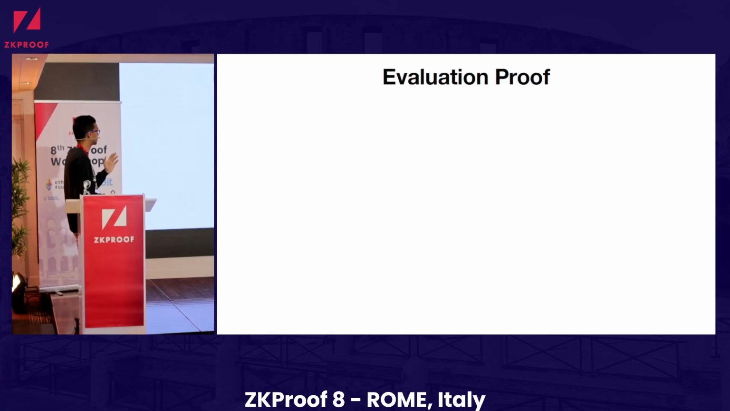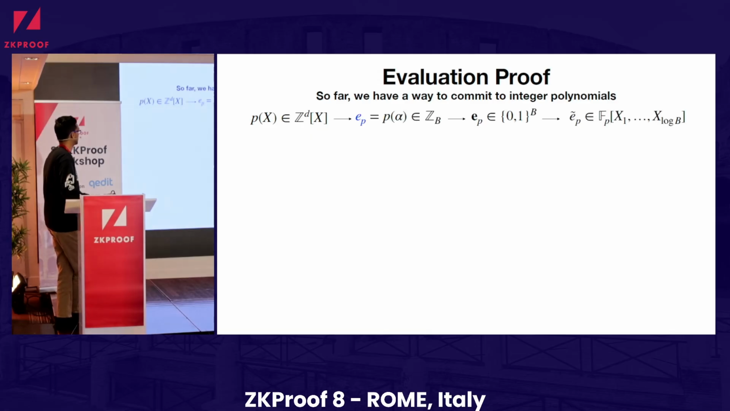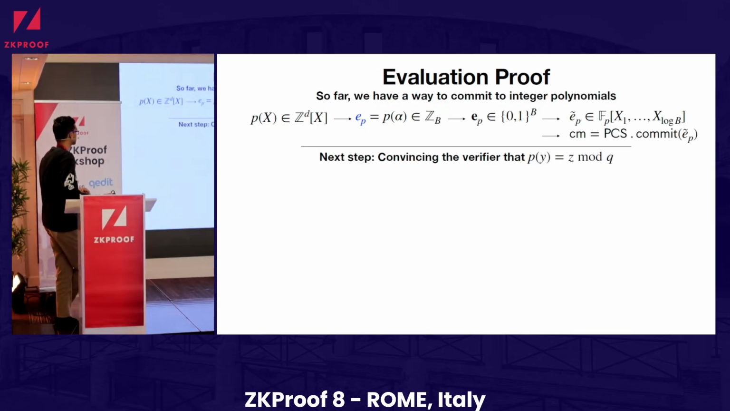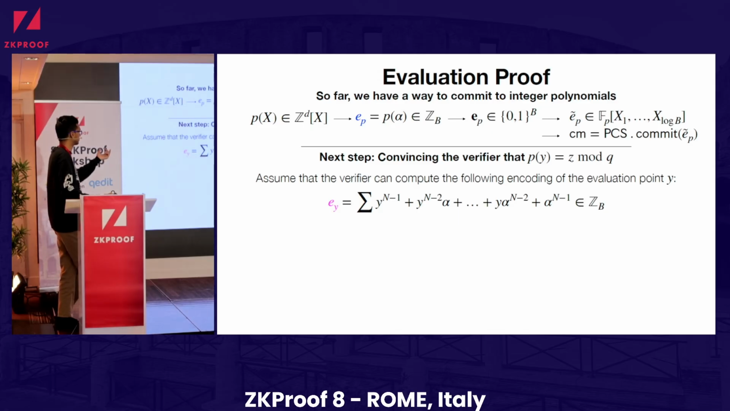Now given these, how do you evaluate this committed polynomial at some point? Let's say you have this polynomial. You have this number e sub p, which is just the evaluation of this polynomial, and you commit to this. You want to convince the verifier that p of y is actually z mod q. So let's say the verifier computes this other number e sub y. The verifier does not actually do this, it's going to be too expensive, but let's assume the verifier does it. This is basically y of alpha, where y is the evaluation point, just reversed. And you might possibly see where this is going.